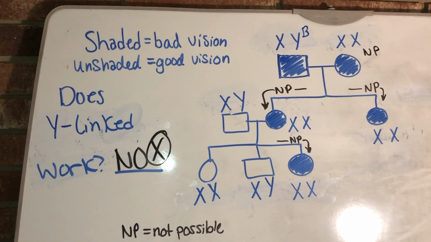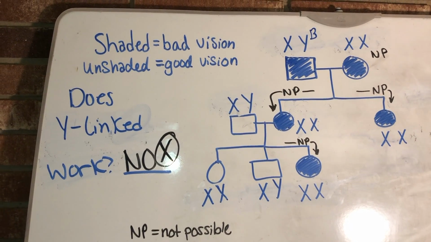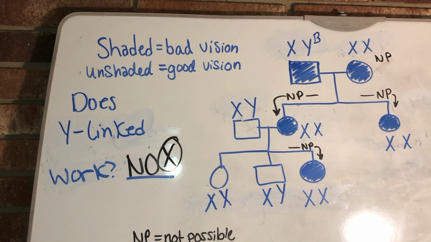Regarding Y-linked, 4 females out of the 5 in the pedigree express the bad vision gene. Thereby, it cannot be Y-linked. The Y-linked traits are only expressed by male offspring and should be present in every generation.